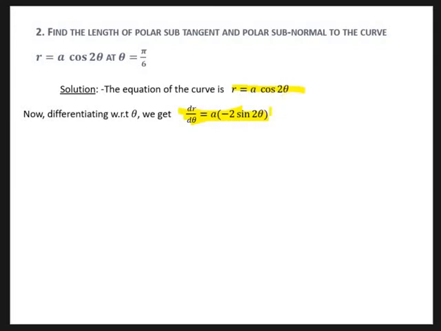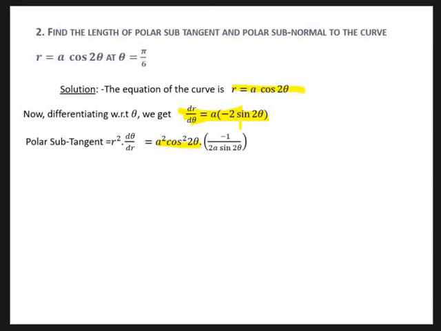So the derivative of cos 2 theta is minus 2 sin 2 theta, and the polar subtangent is given by r square into d theta by dr. So r square, where r is equal to a cos 2 theta. So substitute for the r square. Polar subtangent is equal to r square d theta by dr. Now substitute for r square from the given equation, that is r is equal to a cos 2 theta. Therefore r square is equal to a square cos square 2 theta into d theta by dr.